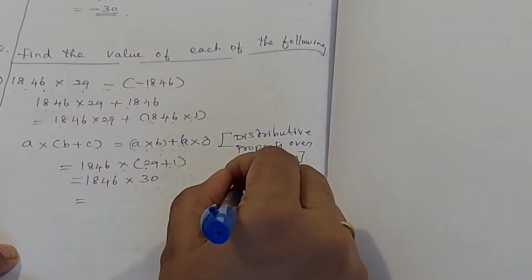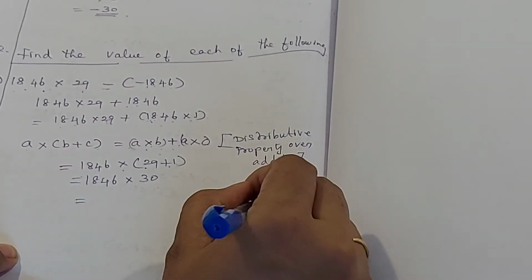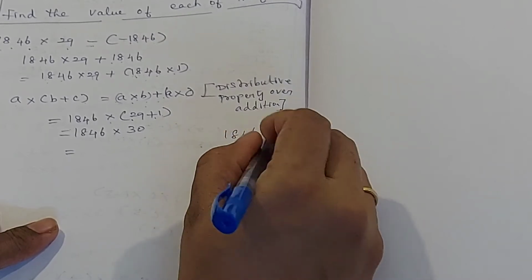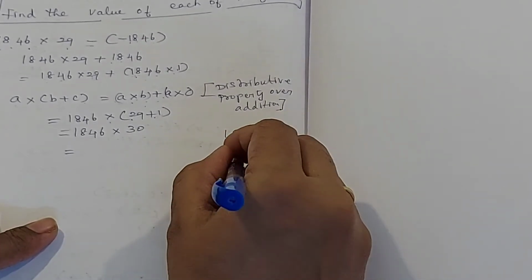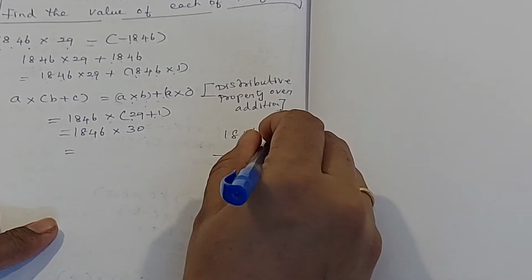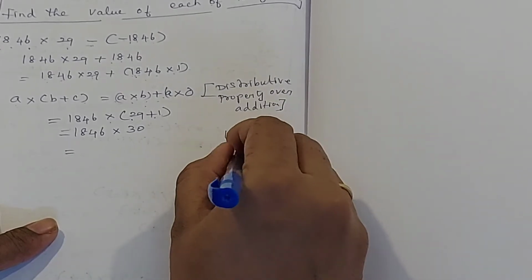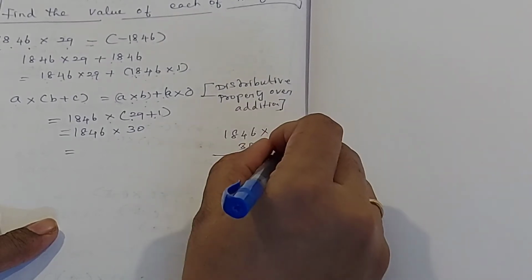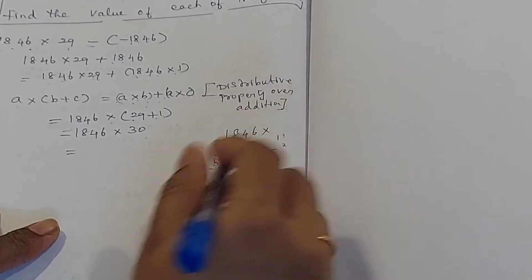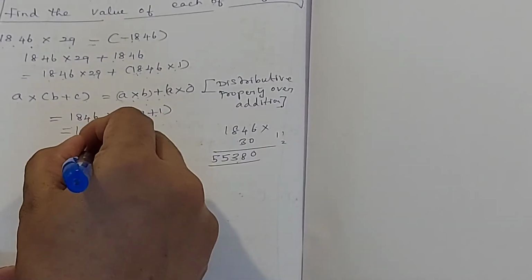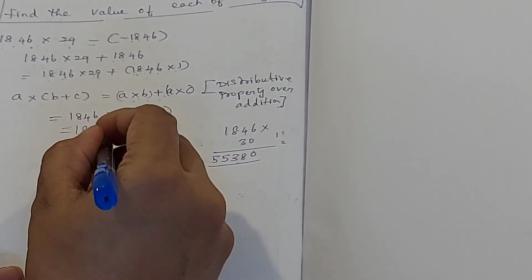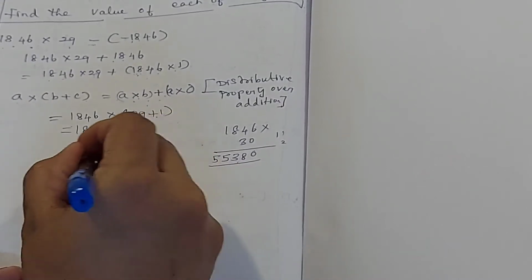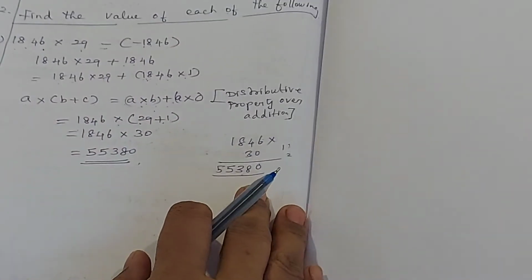So 1846 multiplied by 30. 0 will come, 6 3s are 18, 1 carry over, 4 multiplied by 3 is 12, 12 plus 1 is 13, 1 carry over, and 8 3s are 24, 24 plus 1 is 25, 2 carry over, 3 1s are 3 and plus 2, you will get 5. So the answer will be 5,000... really sorry, 55,380 is our answer. Do you understand children?